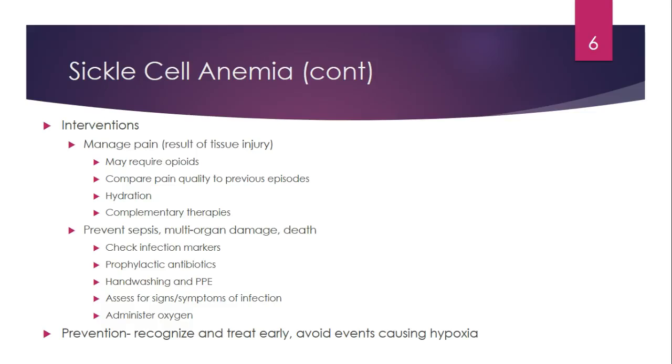We can also look at trying to prevent sepsis and multi-organ damage by looking for infection markers, maybe even possibly going into prophylactic antibiotics, although I don't currently see that a lot. And then, as always, good hand washing and PPE. And then we're really trying to prevent further hypoxic events by trying to prevent whatever caused this one.